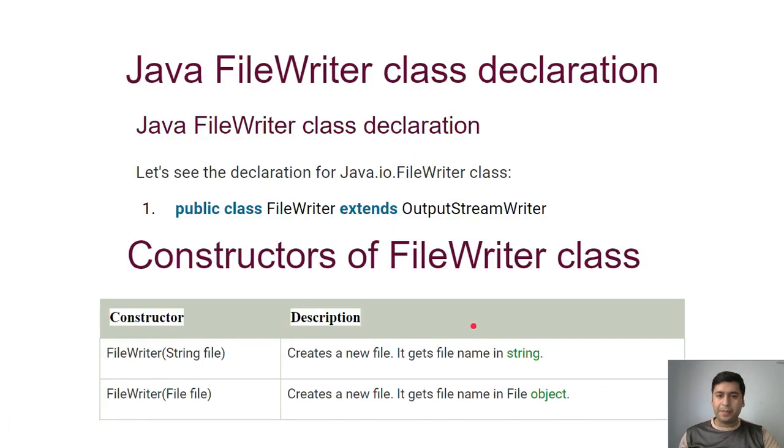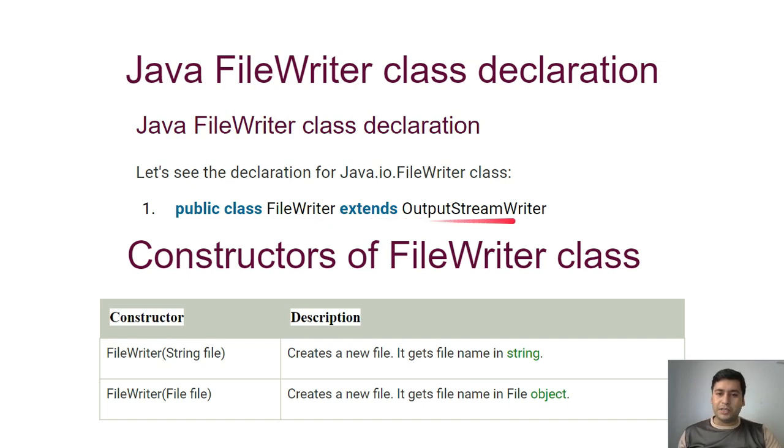Here you can see the Java FileWriter class declaration. Let's see the declaration of the java.io.FileWriter class. This is available in java.io, where io means input output. It extends OutputStreamWriter, as you can see here. So this is the declaration of our class: public class FileWriter extends OutputStreamWriter.